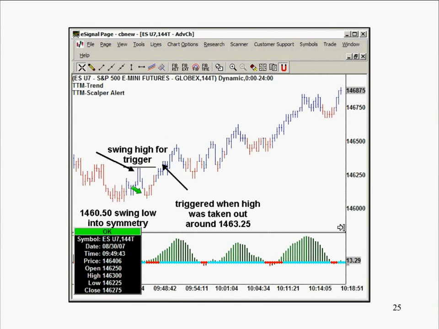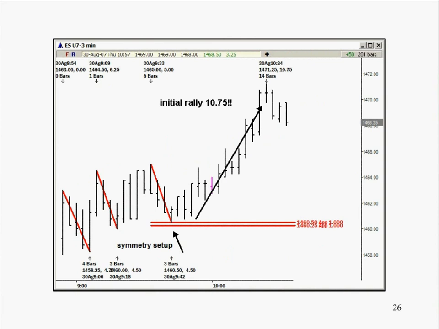Maximum stop, have it underneath here. Have it underneath the low that was made prior to the reversal trigger. So here's the low. There's the first trigger. So that would be the maximum stop underneath there. Okay, and then that was that setup. That was a 10 3/4 point rally from just a simple symmetry setup.